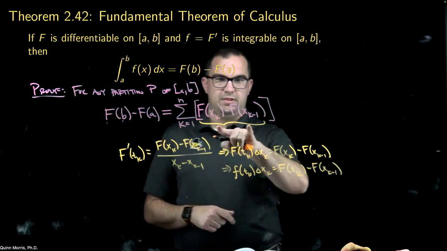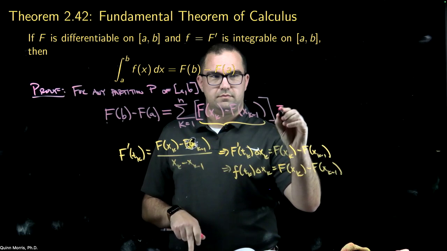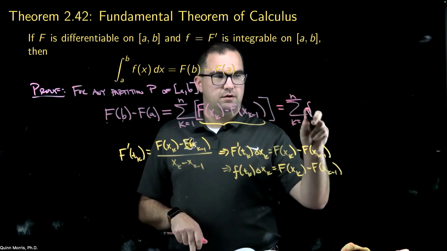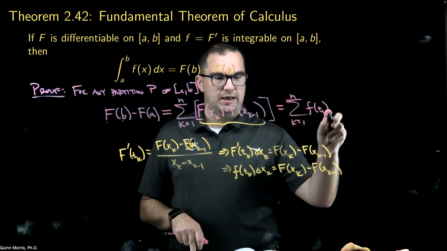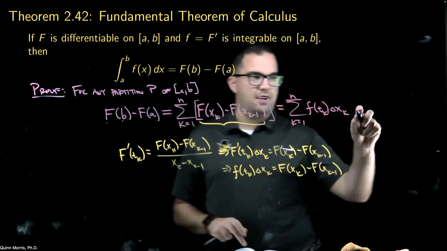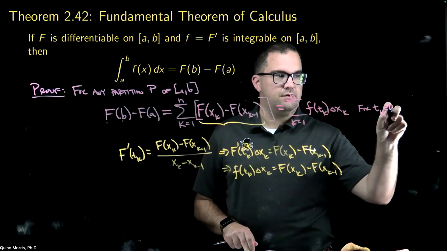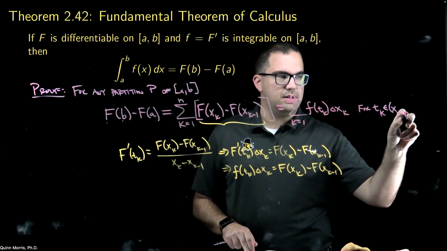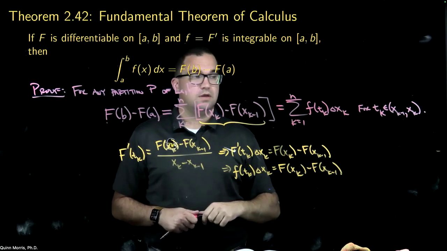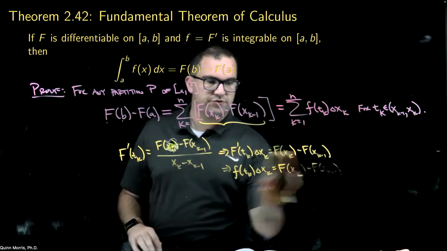So what I'm going to do is replace this difference with the sum, k equals 1 up to n, of f(t_k) times delta x_k. Remember, this t_k comes from the mean value theorem, so each t_k is in the interval x_{k-1} to x_k. Again, this works for any partition.